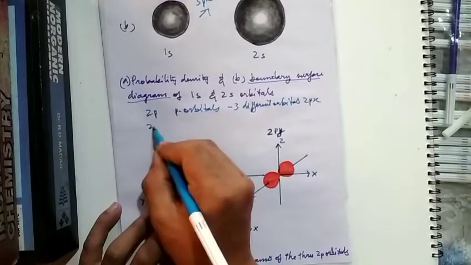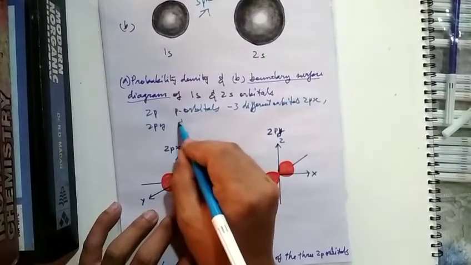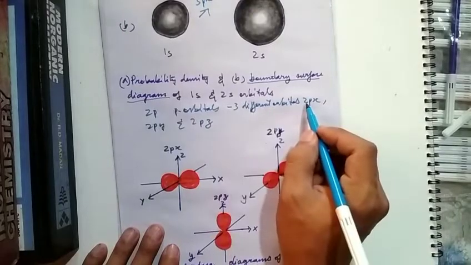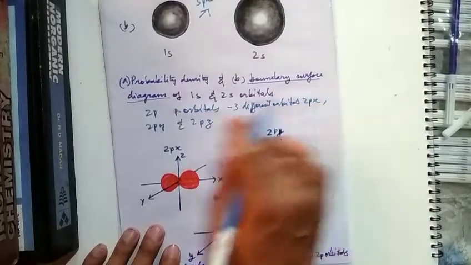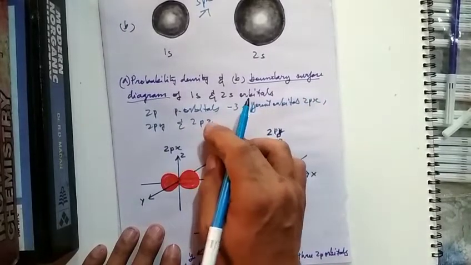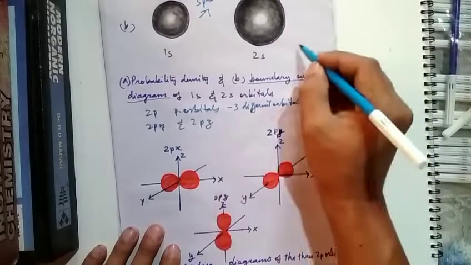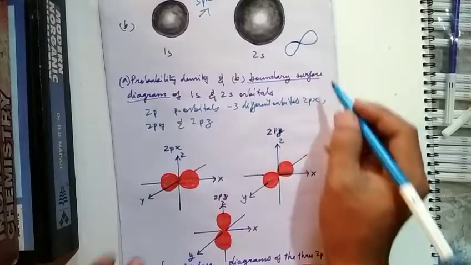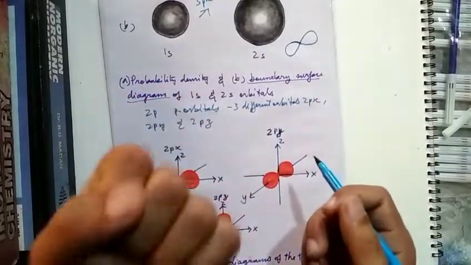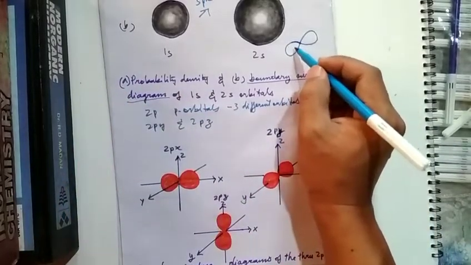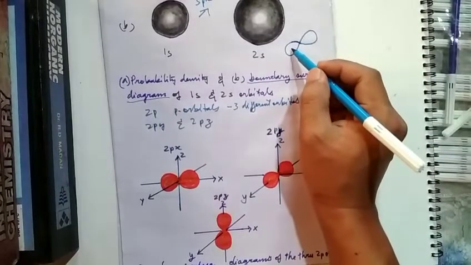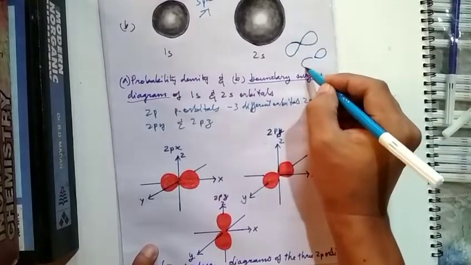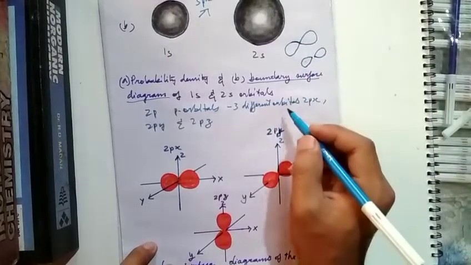2px, 2py, and 2pz. So it has 3 orbitals, and they are all dumbbell shape, or the dumbbell we use in gym. They look like a dumbbell shape, and it has 2 lobes. One looks like this and the other looks like this, 2 lobes.